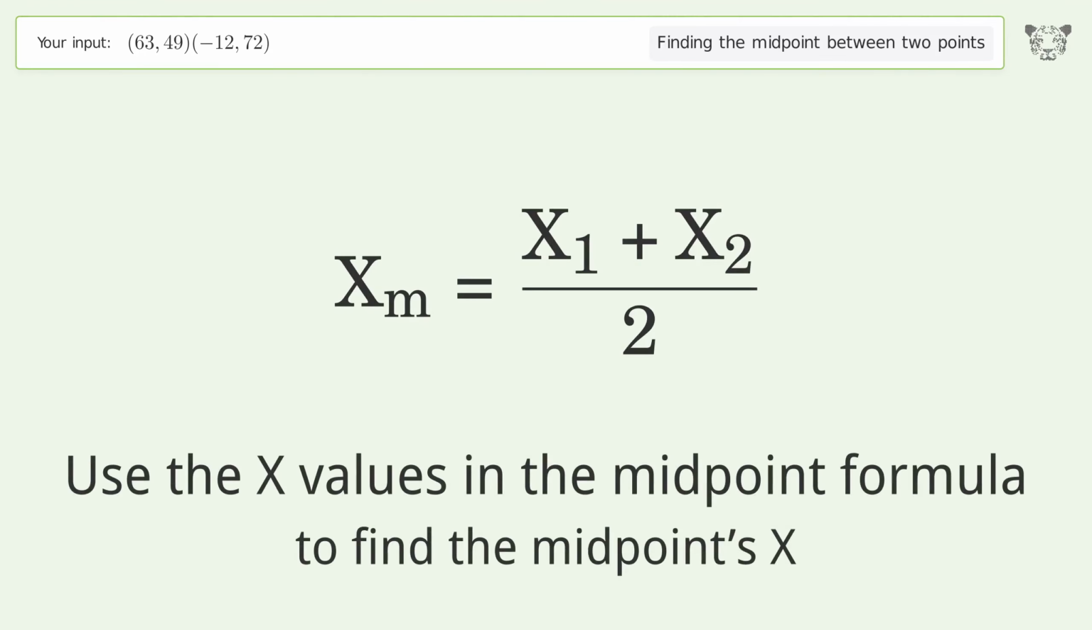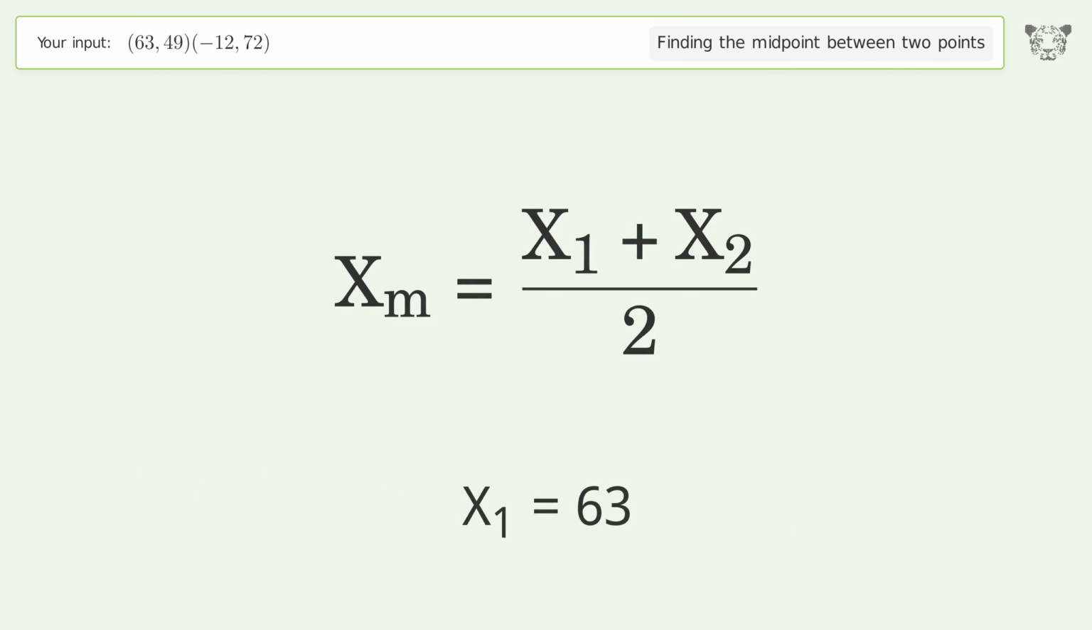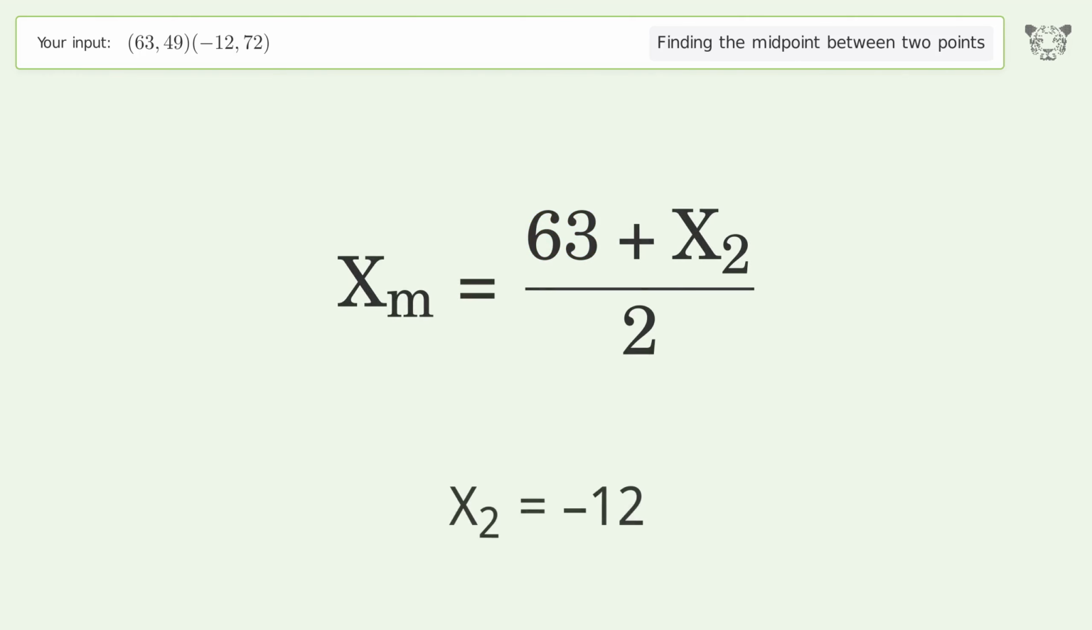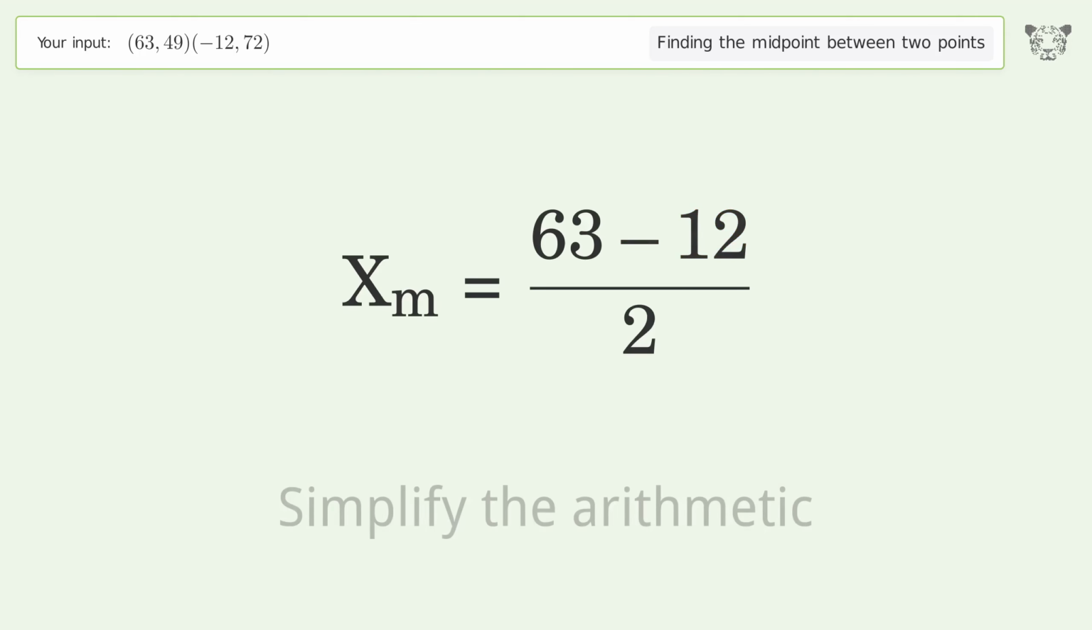Use the x values in the midpoint formula to find the midpoint's x. x1 equals 63. x2 equals -12. Simplify the arithmetic.